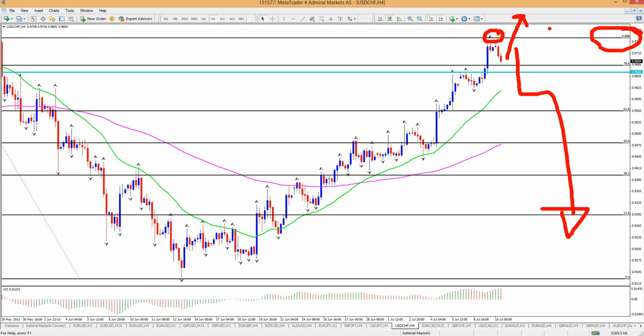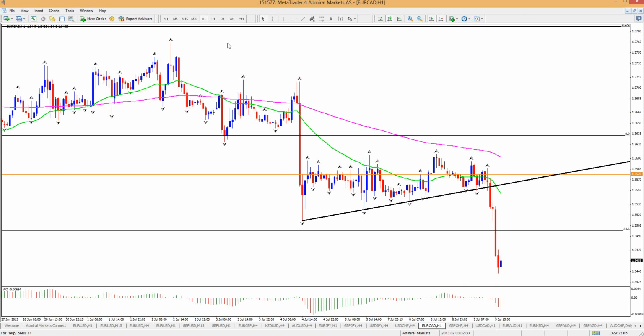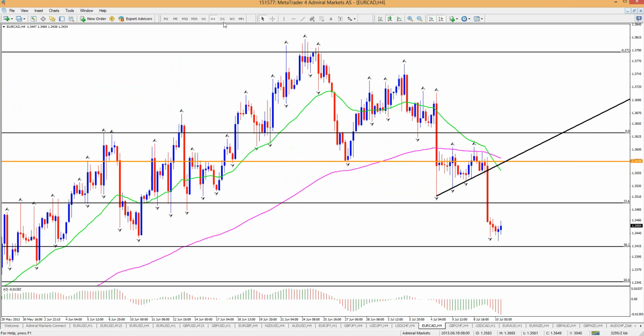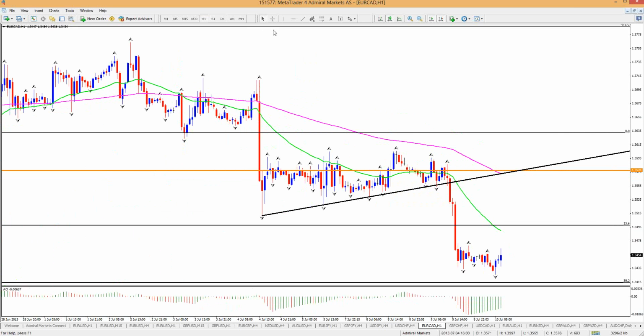Dollar yen, dollar Swiss, the dollar index in general has been pushing. Will we see the retracement? That's basically also on the Swiss. The Euro CAD, I think, by the way, would be pretty interesting if it hooks back here.